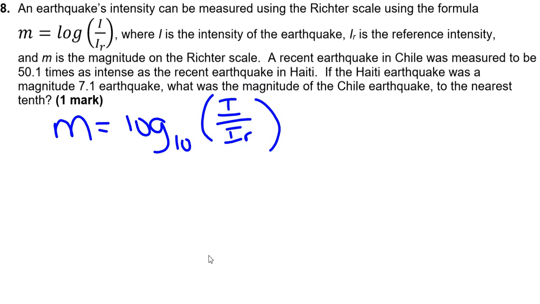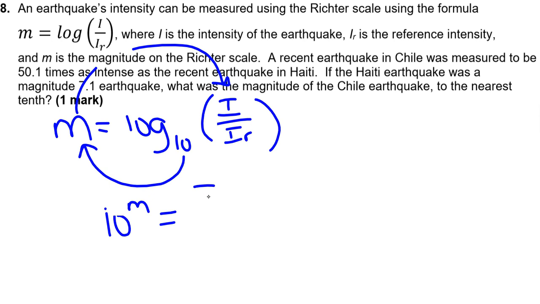So I'll switch it into exponential form, circle of logs. 10 to the m is equal to this. So I have 10 to the m equals the intensity over the reference intensity. Okay, now what we're told is we have this earthquake in Haiti, and it measures 7.1 on the Richter scale. So the magnitude of the earthquake in Haiti measures 7.1.